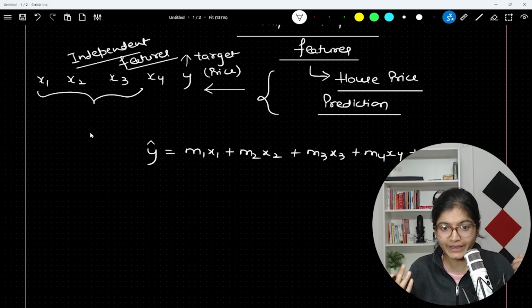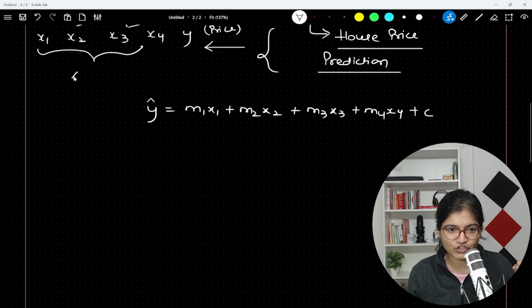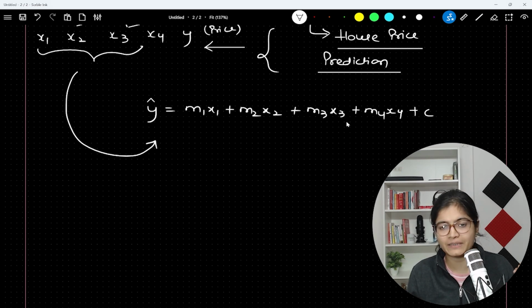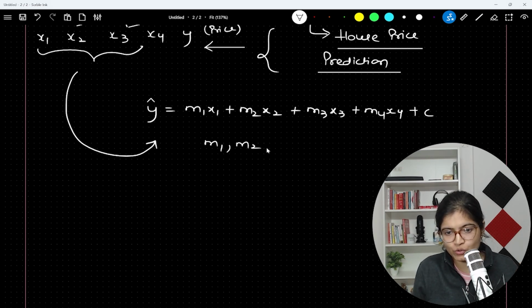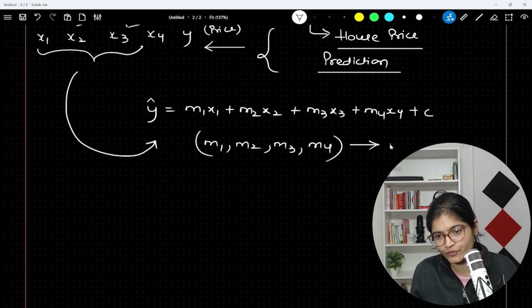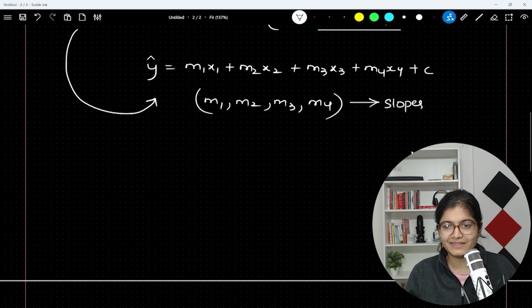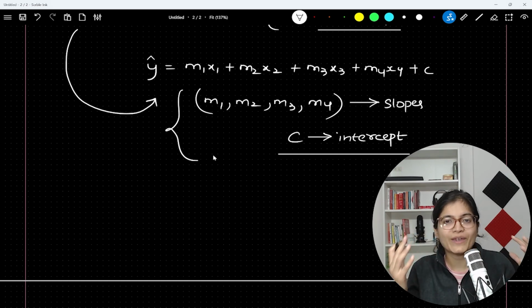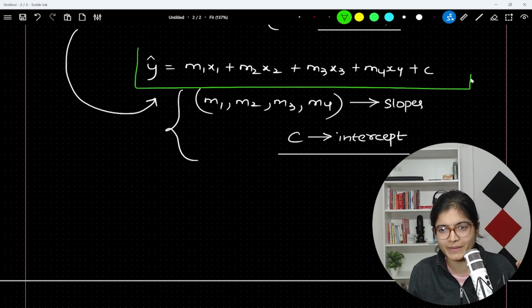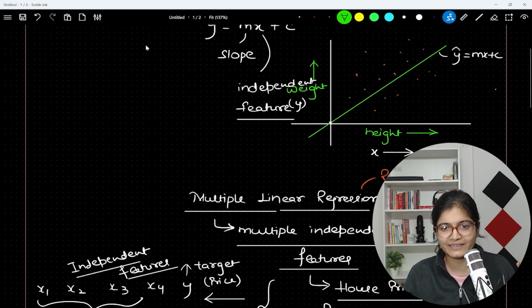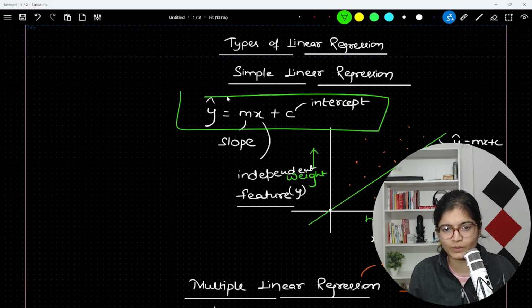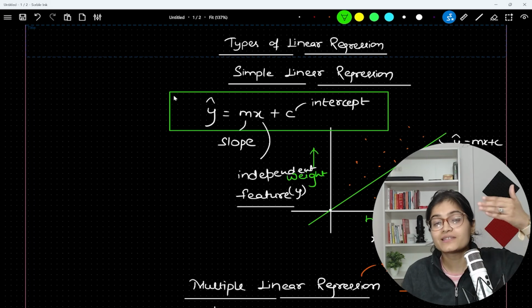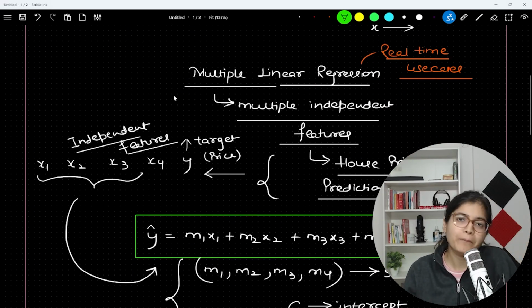house price. Okay. So in this case, your equation will change from the simple one to this multiple one, where m1, m2, m3, m4, you now have all these 4 slopes. And this value of c, again, is the intercept. That is the only difference in terms of the equation and mathematical intuition. Everything else remains the same. The only thing is that here you have multiple features, and there you have a single feature. That's why one is called simple linear regression and the other is called multiple linear regression.